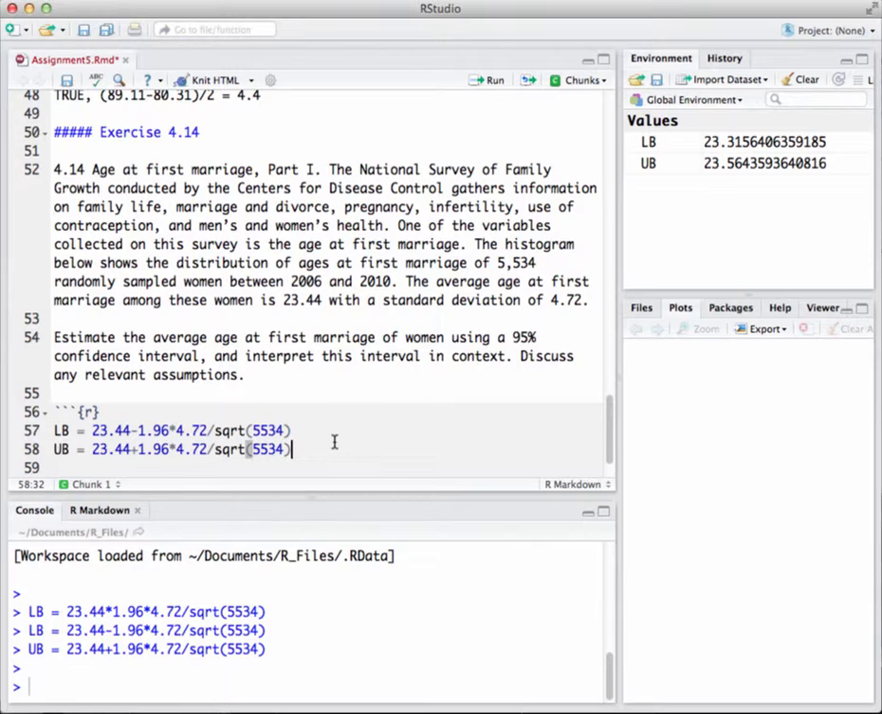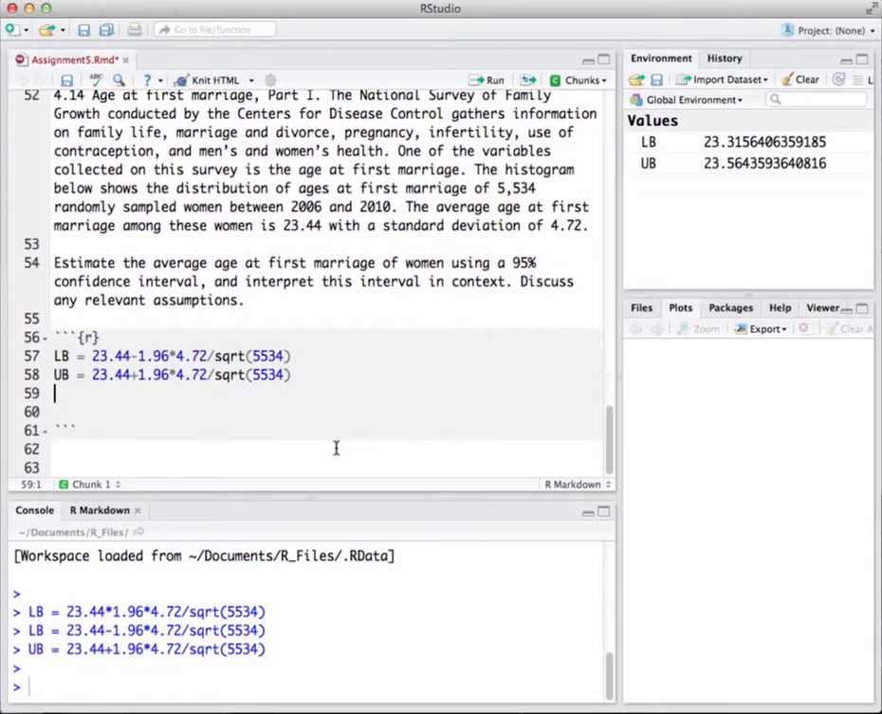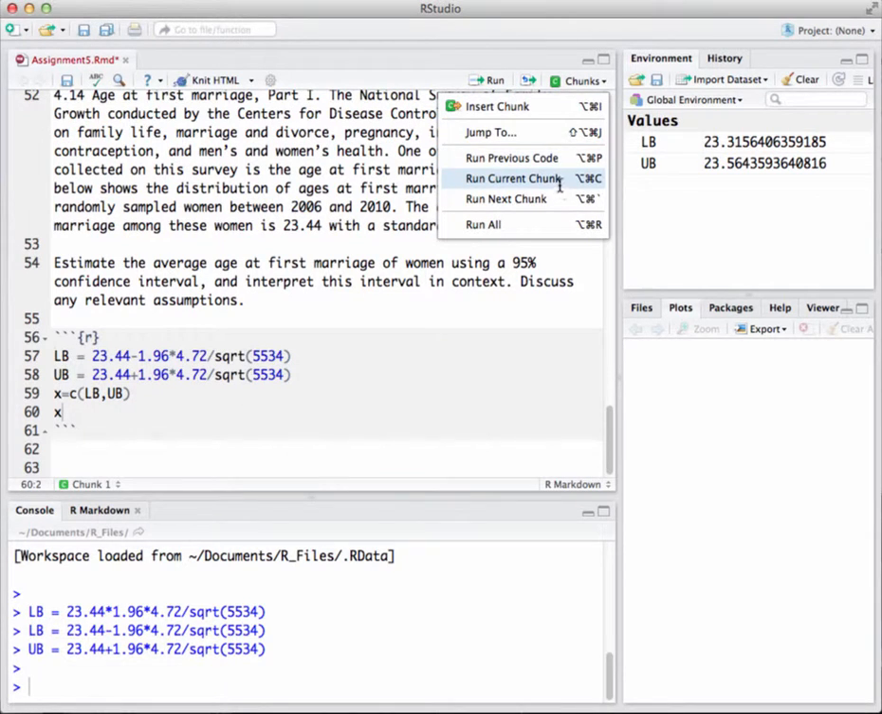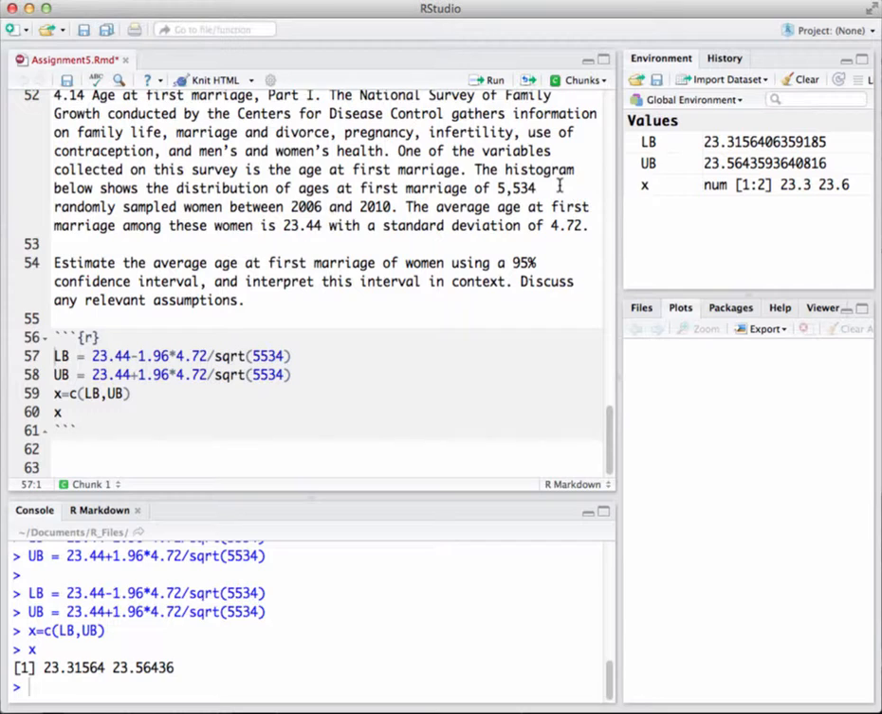Okay, cool. All right. So now I want to make this look like an interval. In other words, I'd like to make it look like an ordered pair. So what I'm going to do is I'm going to say X is equal to C parentheses LB comma UB. And then last but not least, I will just echo X. And now if I run this chunk, notice that it comes back out and it looks somewhat like a confidence interval down in my output.